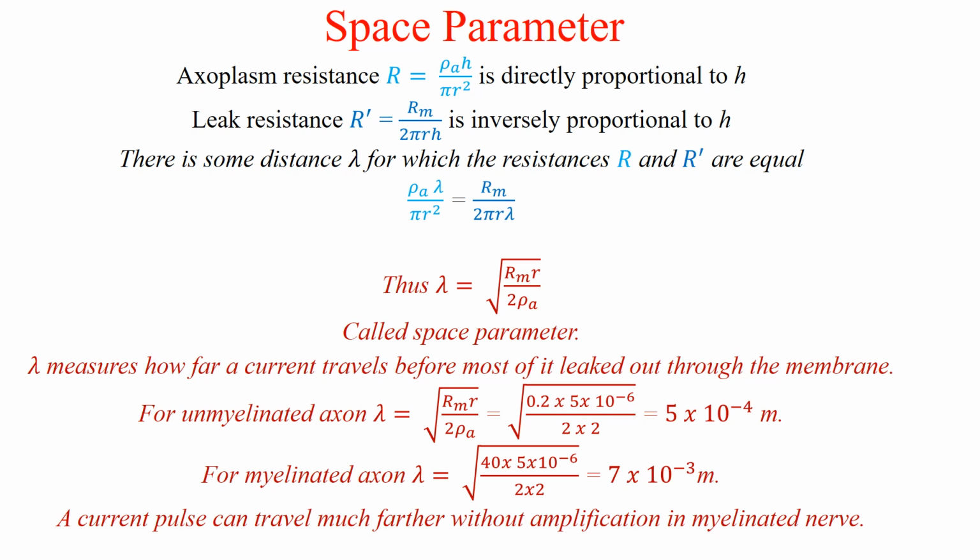This means that in the myelinated axon, the nerve impulse can travel 7 millimeter, still less than 1 centimeter, before it leaks out through the membrane to the surrounding interstitial fluid. So every 7 millimeter, the nerve impulse should be amplified to survive and to continue traveling along the myelinated axon so that it can reach the targeted organ.